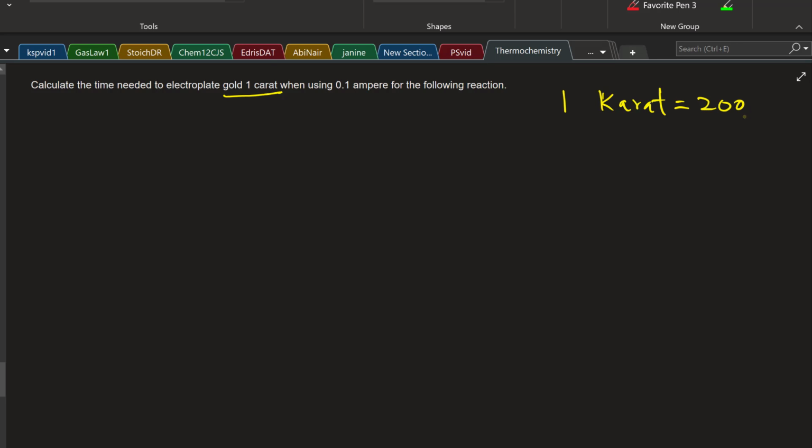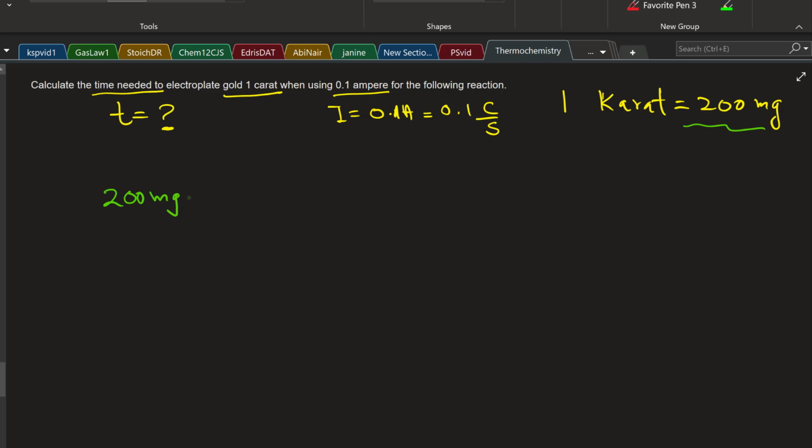Oh, even more expensive. Gold, 1 carat is actually 200 milligrams. So that you don't have to know, it should be given. And the current here used is 0.1 ampere. That means 0.1 coulombs over seconds. T, the time in seconds, we are looking for. We're going to get seconds, right? Now, Q is IT again, but we can start with the 200 mg, right?